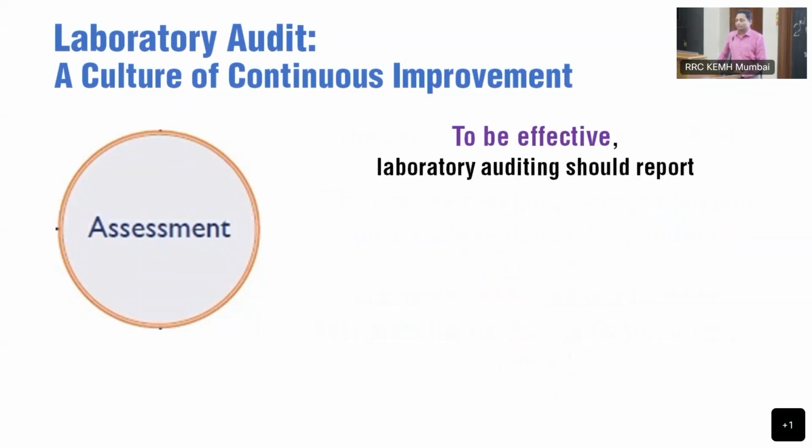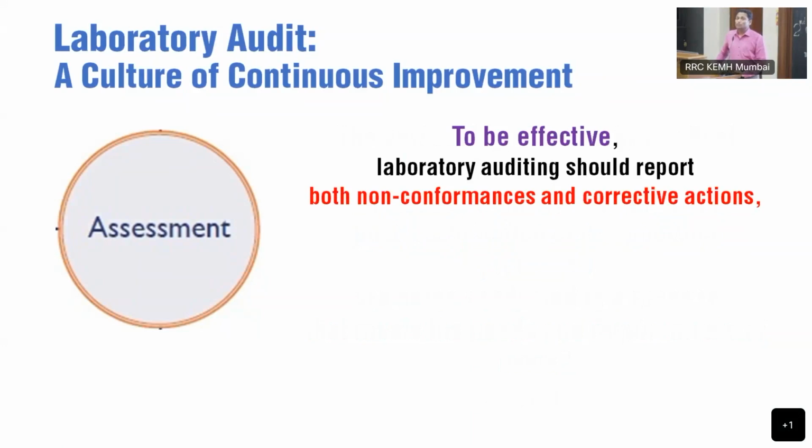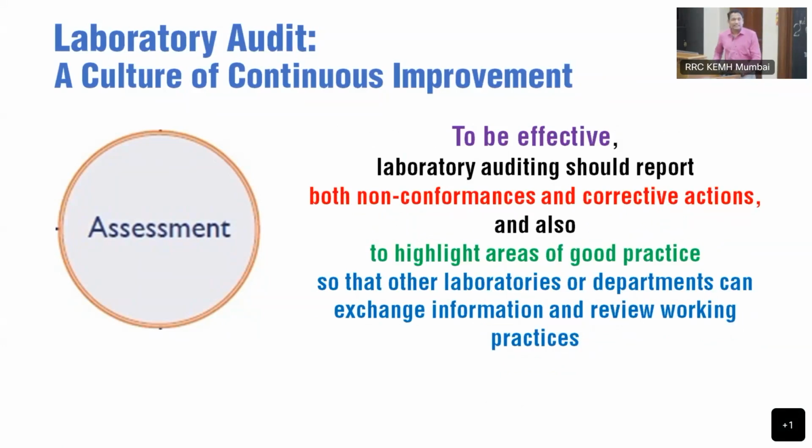To be effective, the laboratory audit should report both non-conformances and corrective actions. First, non-conformances. But along with that, we have to highlight the areas of good practice, strengths. And the non-conformances actually are the areas of improvement. We do not call them NCs, we call them areas of improvement. And these are the challenges, maybe opportunities also, which we can overcome and improve upon in the laboratory processes, so that other laboratories or departments can exchange information.